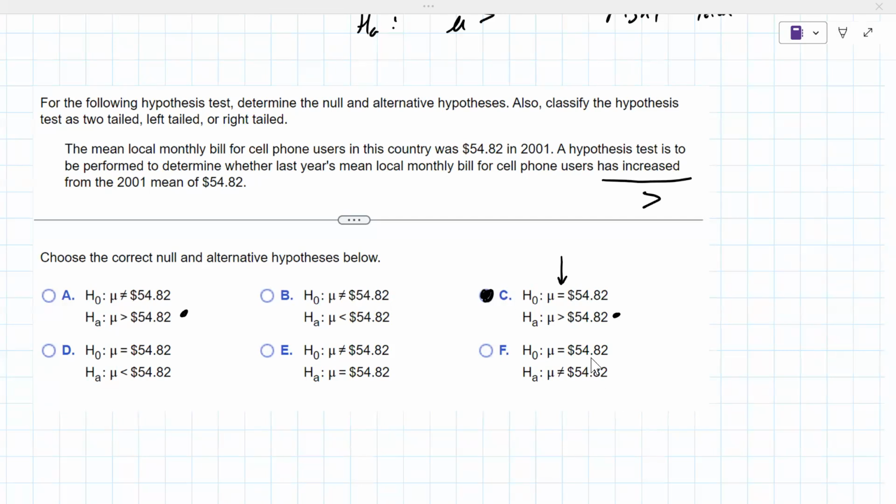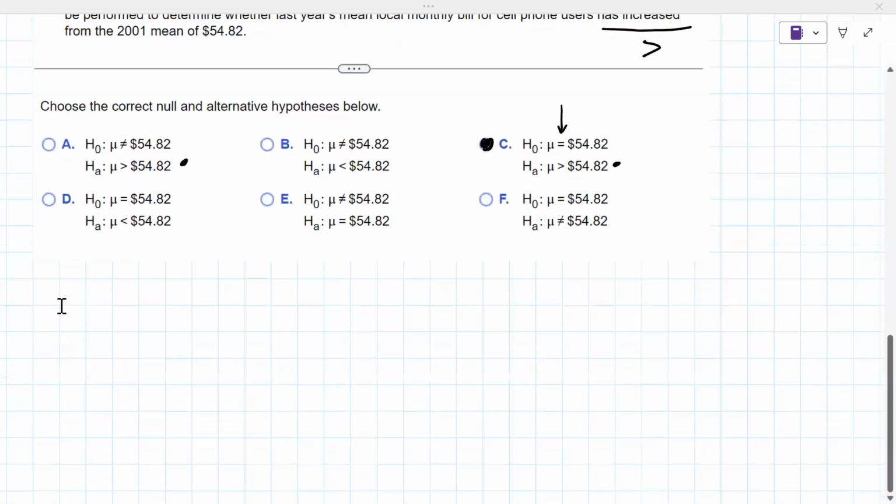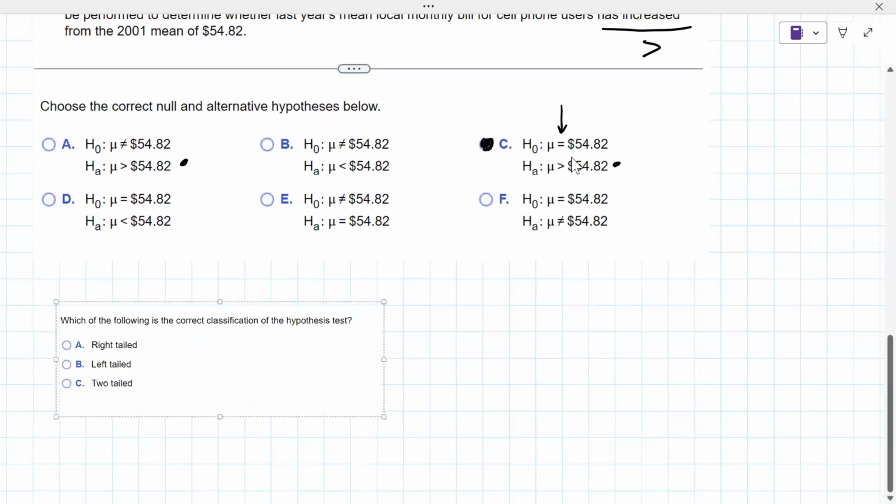So what direction is the test? Because it's a greater than, and I'm going to snip this in here so you can see that this is the next part of the question. Because it's a greater than in the alternative, greater than is right-tailed, left-tailed is less than, two-tailed is not equal to. So you can see that this is a right-tailed test.